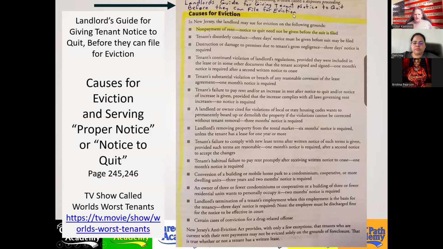for eviction. Now, I got this screenshot from a previous version of this book where it was all on one page. Your version is split across 2 pages now, page 245 and 246. So you can write that at the top over there and highlight the very first bullet point: non-payment of rent, notice to quit need not be given before the suit is filed.